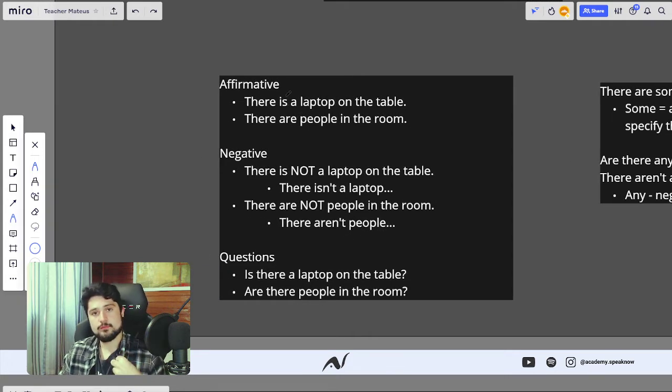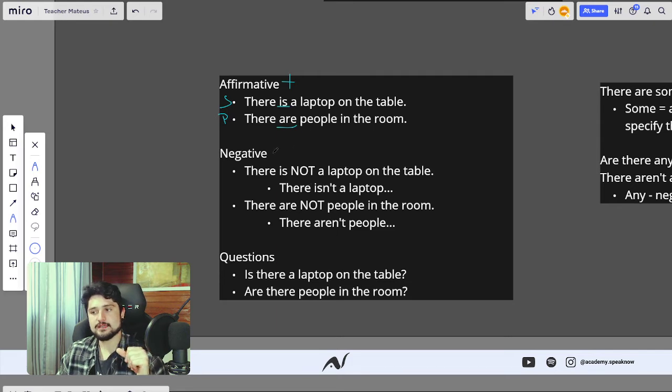Taking the examples from our previous discussion, we could say there is a laptop on the table, singular, right? Existence is singular, only one. And there are people in the room. Both of these sentences are affirmative, as I am affirming, it's a statement.